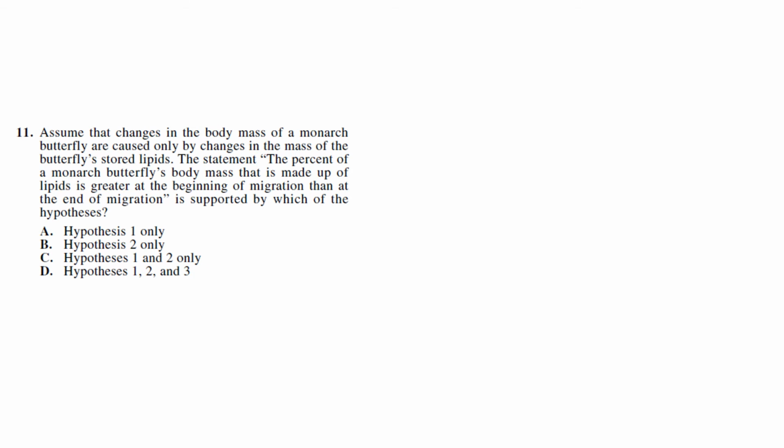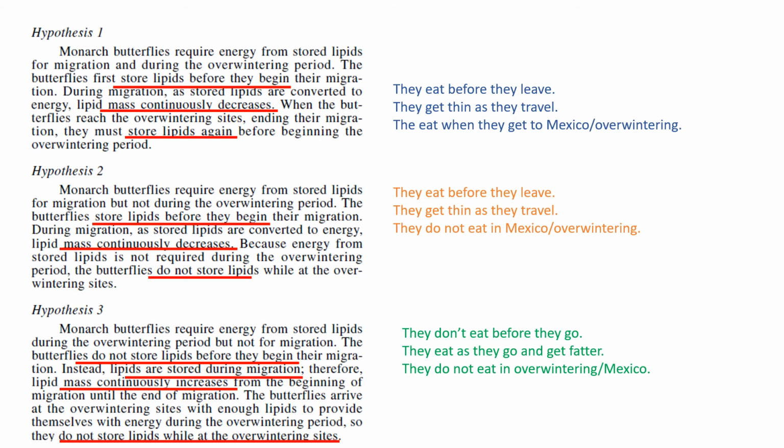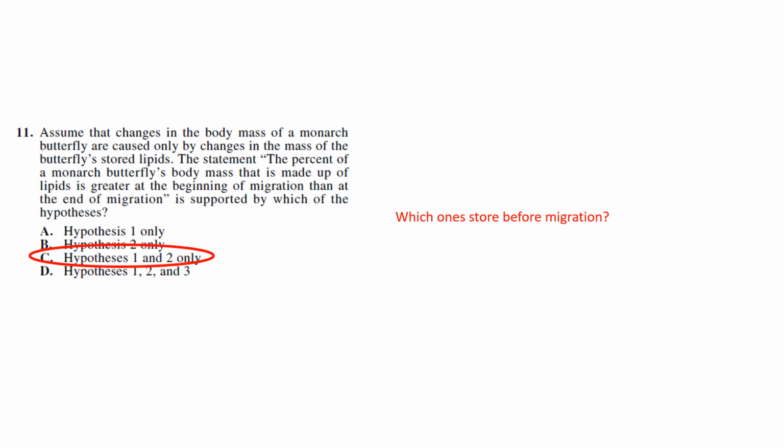Number 11, assume that changes in body mass of a butterfly are caused only by changes in the mass of stored lipids. The statement, the percent of a monarch butterfly's body mass that is made up of lipids is greater at the beginning than at the end of migration, is supported by which hypothesis? So which butterflies lose mass as they go? If we go back to our annotations, the ones that lose mass are hypothesis 1 and hypothesis 2. So our answer has to be 1 and 2 only, so C.